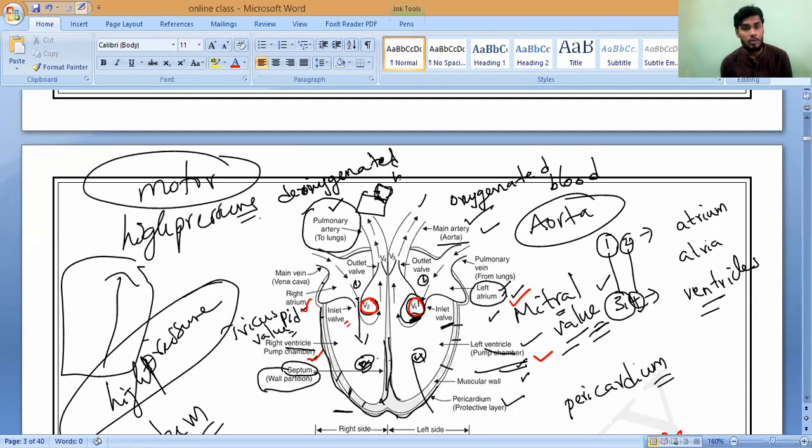It carries blood to the lungs. And which ventricle is it connected to? The right ventricle. Very important. So now, I have taught you two arteries. Two main arteries. What are they?